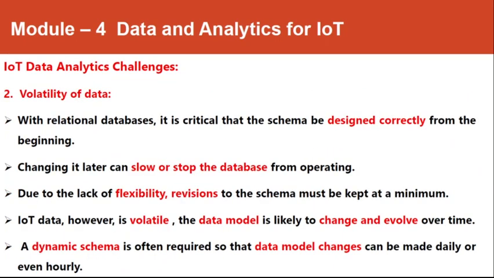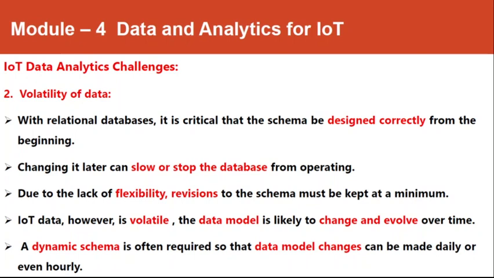The second type of challenge is volatility of data. With relational databases, it is critical that the schema be designed correctly from the beginning. Changing it later can slow or stop the database from operating. Since a large amount of data will be coming in, we may have to change the relational database schema, which may slow down the process as well as stop the database operation itself.